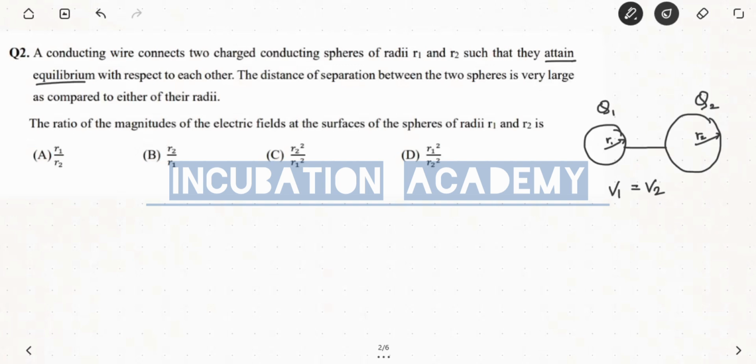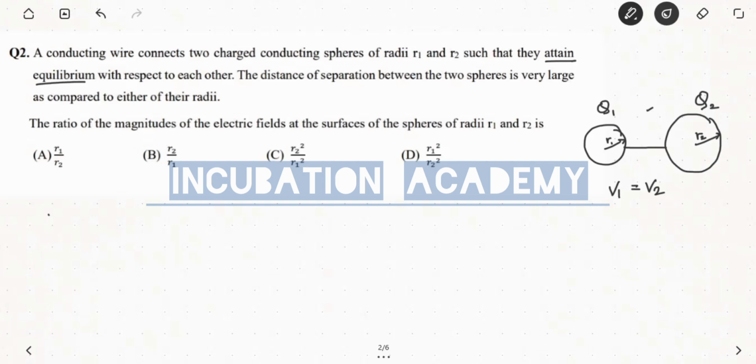The distance of separation between the two spheres is very large compared to either of their radii. Okay, we have considered that. The ratio of the magnitudes of the electric field at the surfaces of the spheres of radius r1 and r2 are: r1 by r2, r2 by r1, r2 square by r1 square, and r1 square by r2 square. These options are given here.